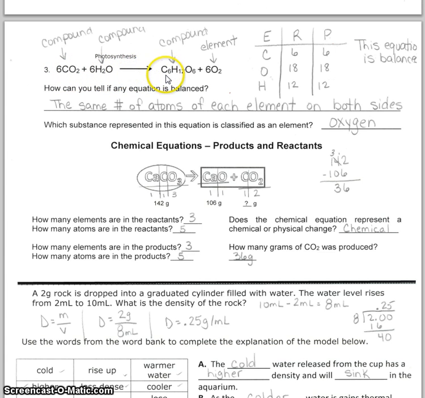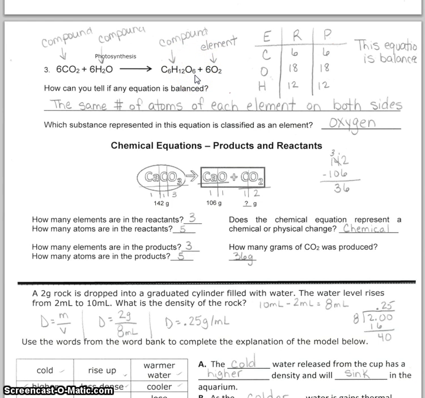So I ended with the 6 carbon atoms bonded with 12 hydrogen atoms bonded with 6 oxygen atoms to form this compound glucose. And then I had 6 O2 molecules floating around. So this is a chemical equation, guys. It uses chemical symbols and subscripts and coefficients to represent a chemical change. And we have the same elements on both sides because the law of conservation of mass says I have to.